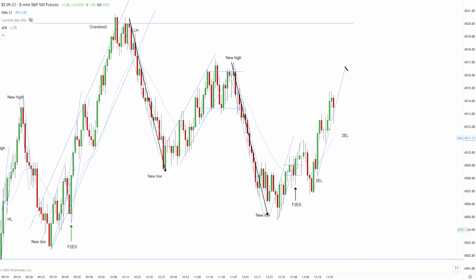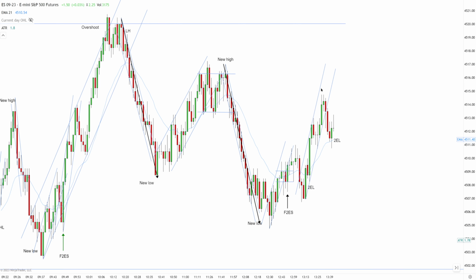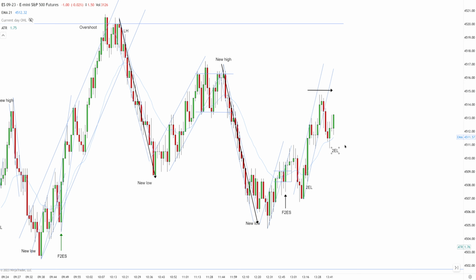I'm gonna redraw the short-term uptrend. Okay, we have a new high, first entry long. I'm expecting a second entry long to get a new high for this uptrend. Can I get a second entry long? I have a second entry long here: new high, first entry long, pullback, second entry long.